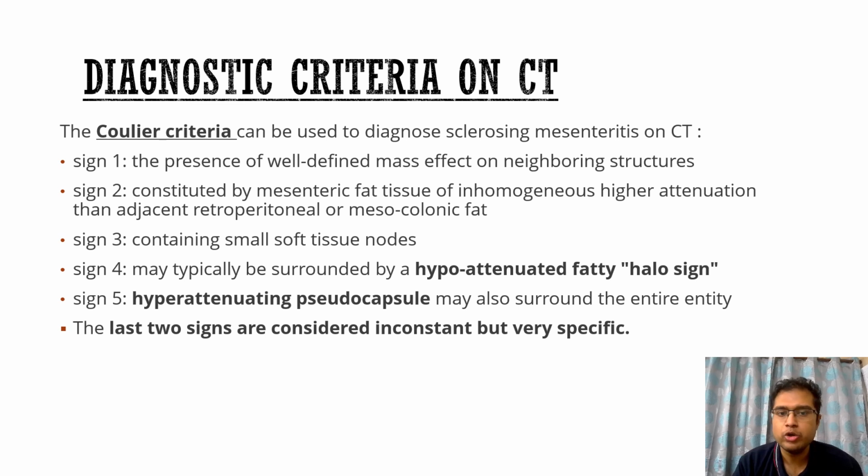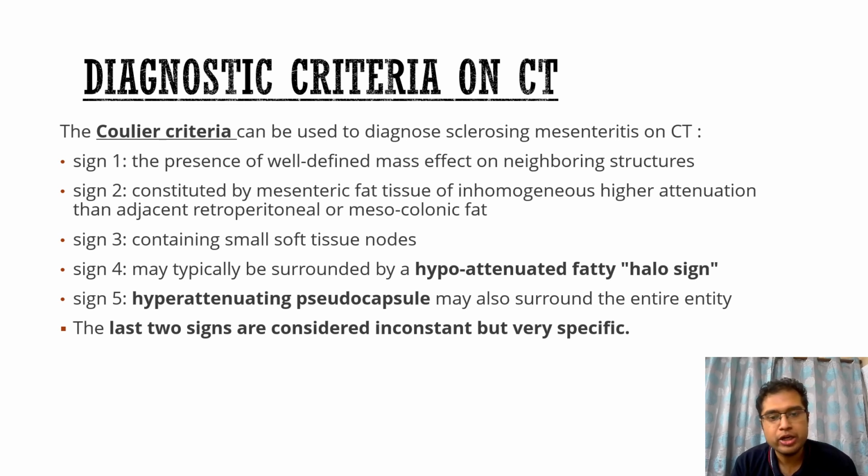Sign 2 is constituted by mesenteric fat inhomogeneity compared to the adjacent retroperitoneal or mesocolonic fat, that is misty mesentery. Typical misty mesentery appearance is actually sign 2. Sign 3 is small soft tissue nodes which were seen on post contrast images very well. Sign 4 is the hypoattenuating fatty halo sign, that is perivascular fat sparing. It's called the fatty halo sign. Sign 4, which was also seen.